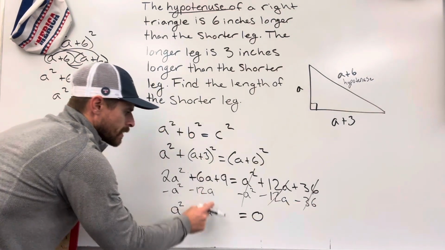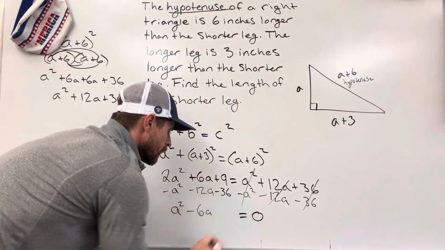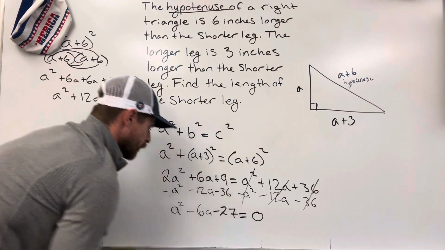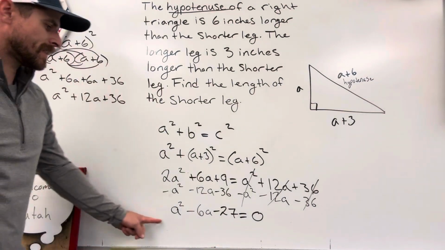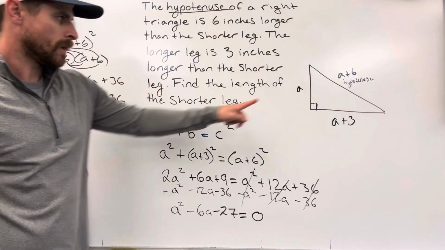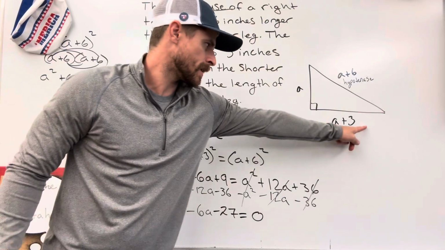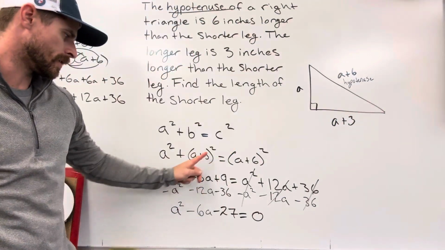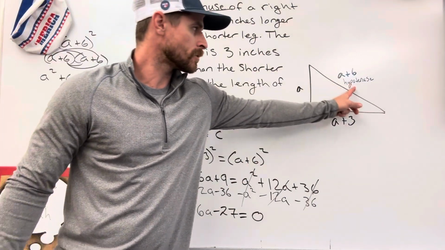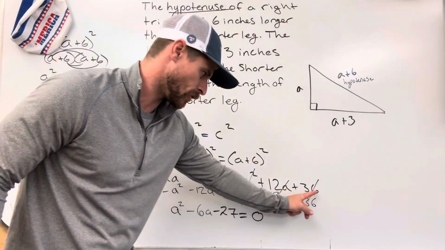Minus 36 from the 9, and that's going to leave me with negative 27. Okay, so now that I've set this up, after I've put everything into the Pythagorean theorem, A, I squared it. B, which was written as a binomial squared, came out to a trinomial. Then our hypotenuse, a plus 6, which was written as a binomial squared, came out as a trinomial.